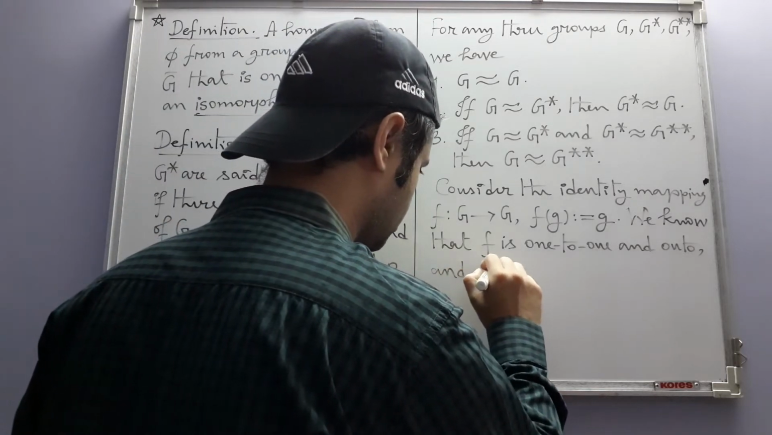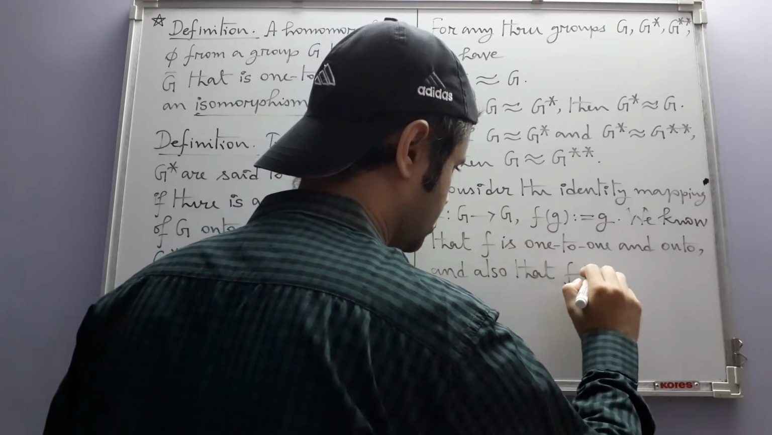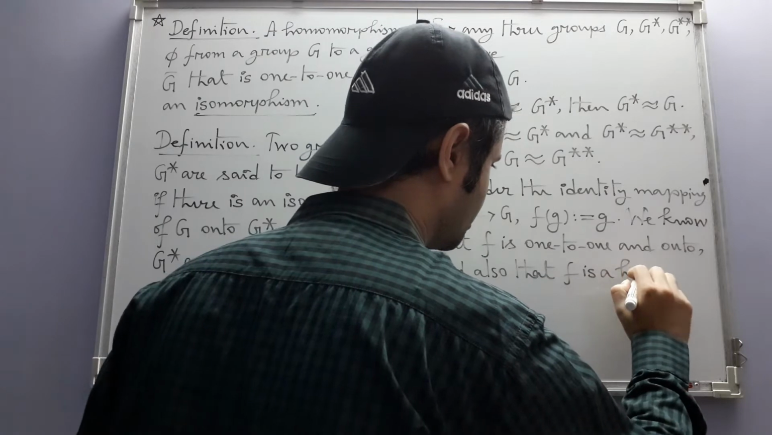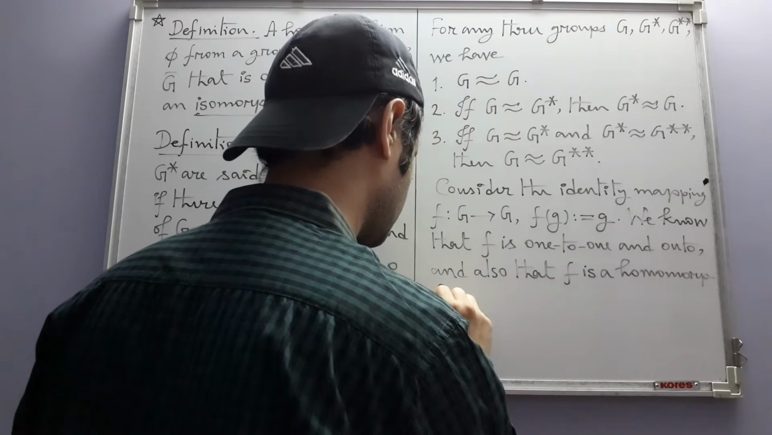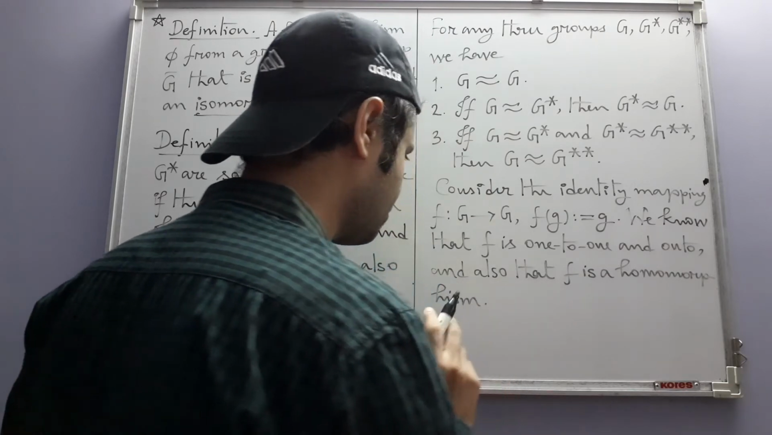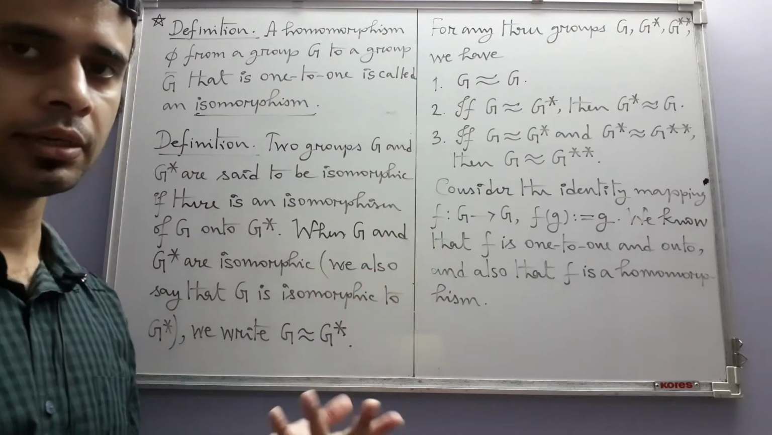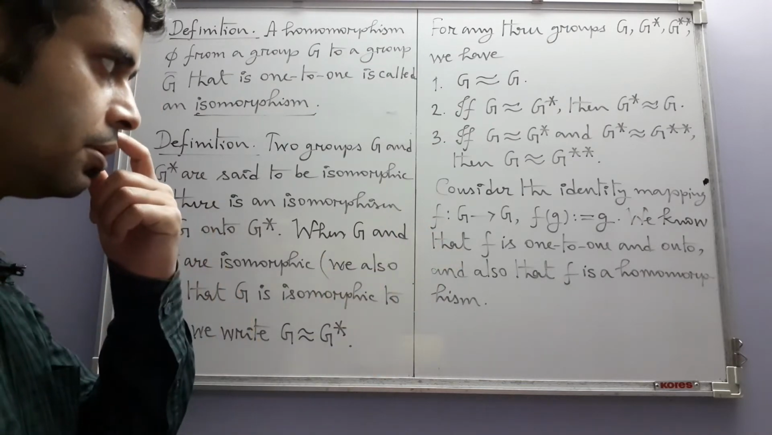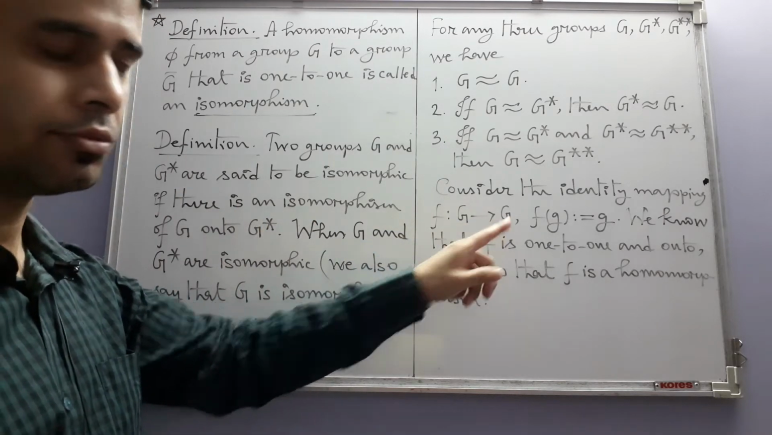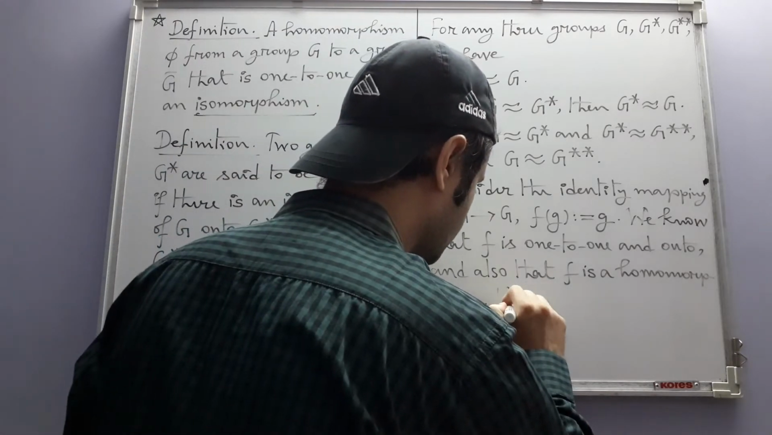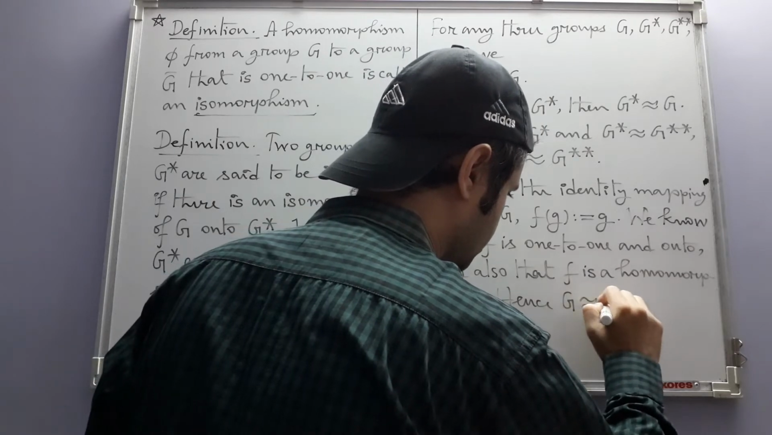And also that F is a homomorphism. In the very first example of homomorphisms between two groups, we have seen that the identity map is a homomorphism. So that's it. F is an isomorphism of G onto itself. Hence, G is isomorphic to itself.